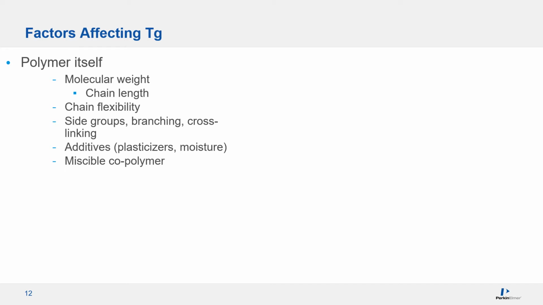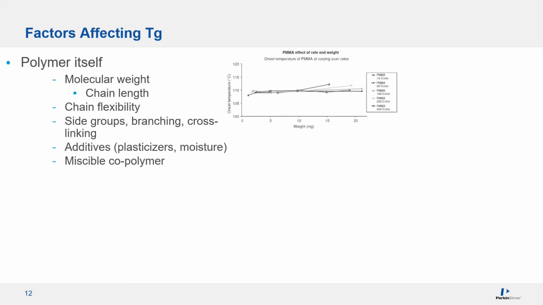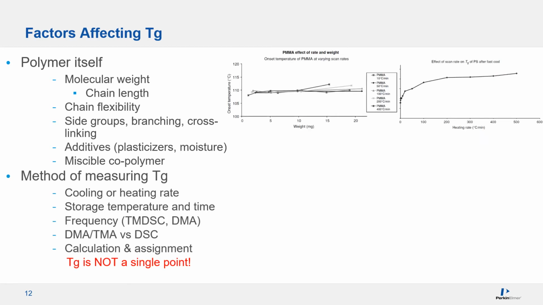Sometimes you need to make copolymers or blends. TG will tell you if the polymers are miscible or not. Miscible copolymers have a new TG somewhere between the individual TGs. TG is different when you are not using the same method or conditions. These two graphs show you that the heating rate can affect the TG measurement of some polymers, especially when the heating rate is higher than 100 degrees C per minute.